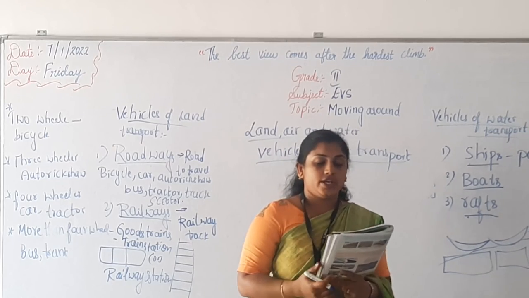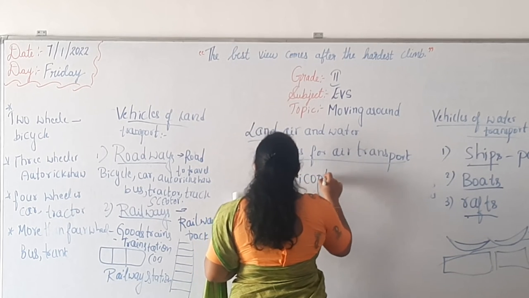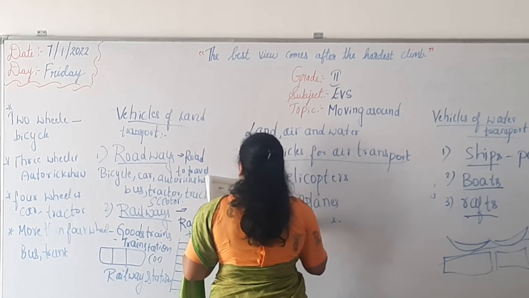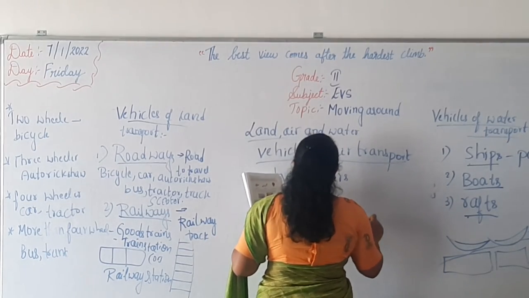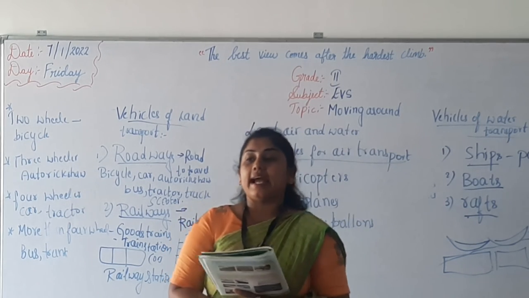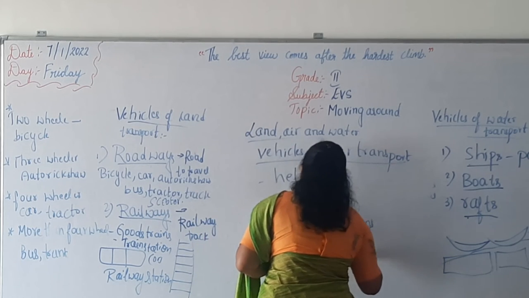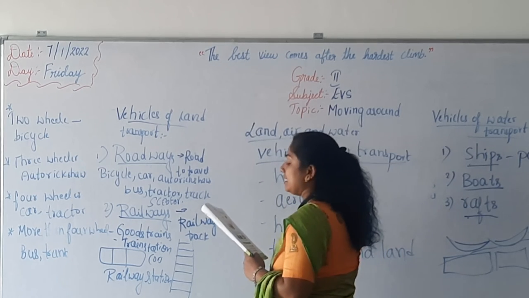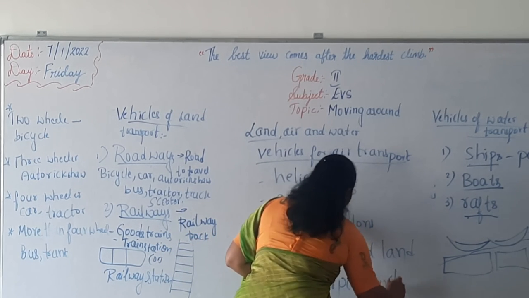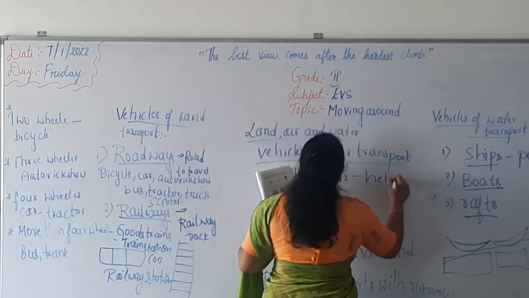Air transport vehicles include helicopters, aeroplanes and hot air balloons. Air transport vehicles need special places to take off and land. So, what are the two activities they have to do? Take off and land. So, planes need airports with runways. Helicopters need helipads. Okay?